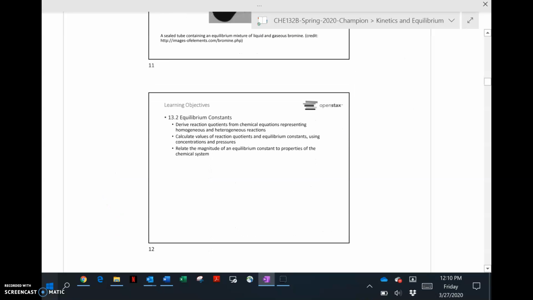All right, moving along into 13.2, we're going to talk about how to derive something called the reaction quotient. The reaction quotient, remember, is the answer to a division problem. It's given the symbol Q for quotient. And then we're going to also talk about something called the equilibrium constant, which we've mentioned before. That's a big capital K as opposed to the little k from the rate constants, and then relate the magnitude of that to the properties of the chemical system. See that intro slide where I talked about those charts, those reaction coordinate diagrams.